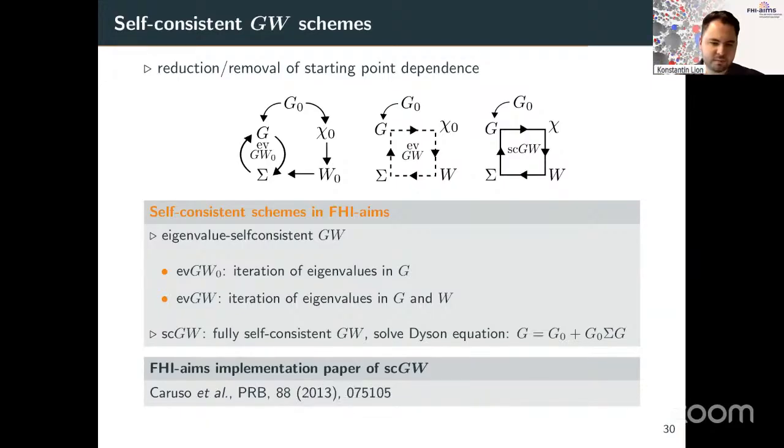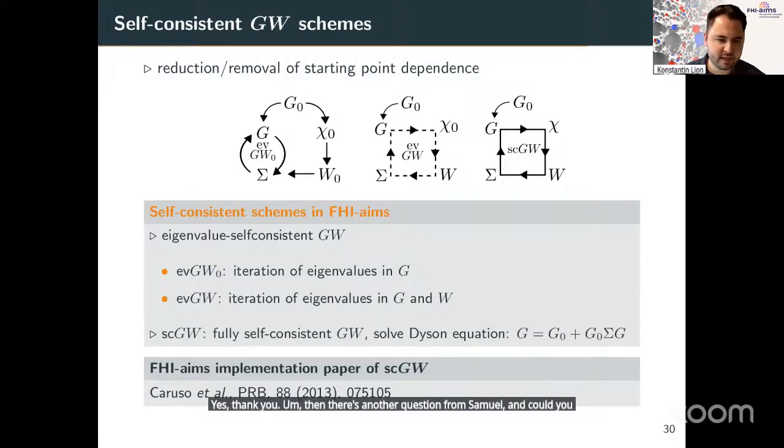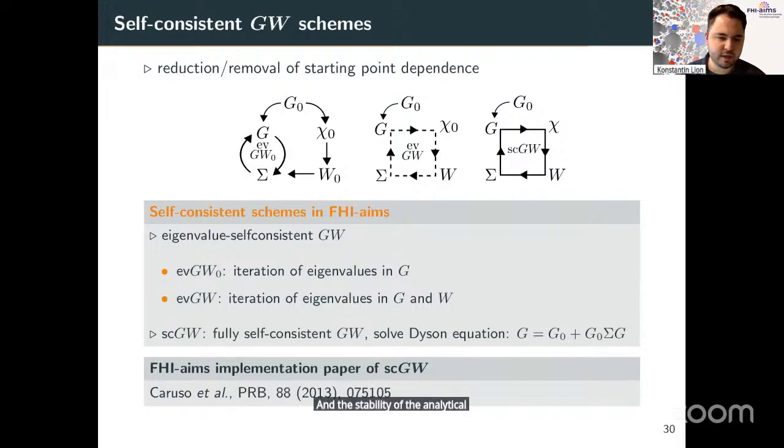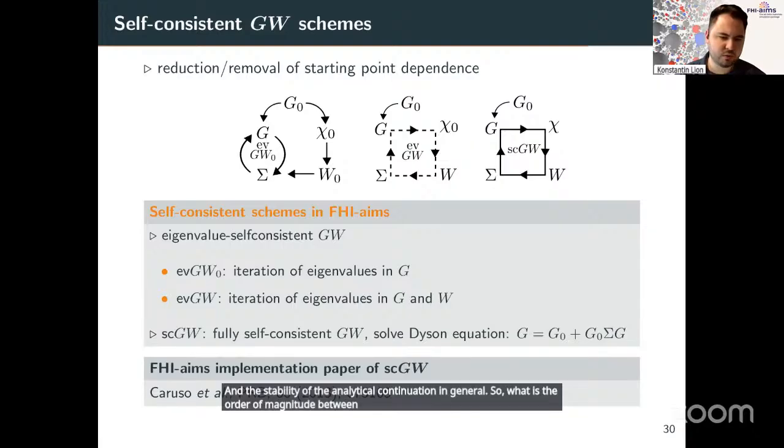Yes, thank you. Then there's another question from Samuel: could you comment on the validation efforts between GW for periodic solids in FHI-aims and other codes? For example, Yambo, Abinit, BerkeleyGW, and so on, and the stability of the analytical continuation in general. What is the order of magnitude of the agreement between these different codes?